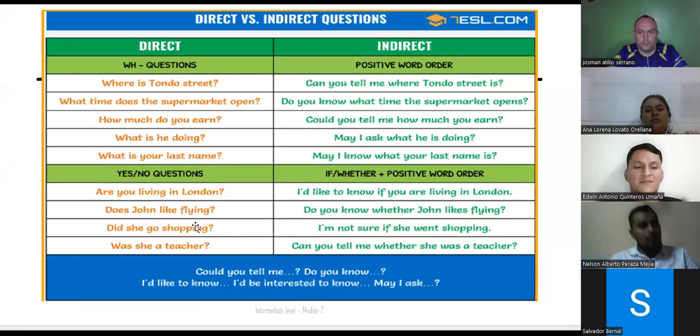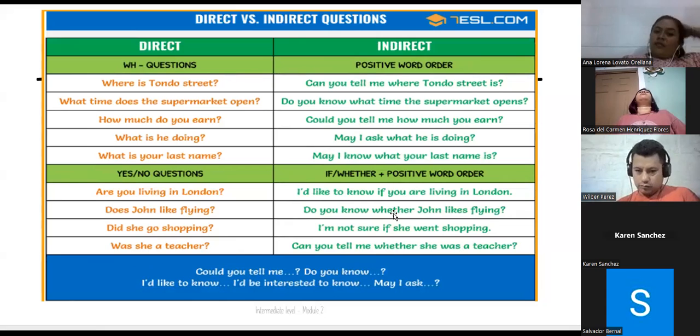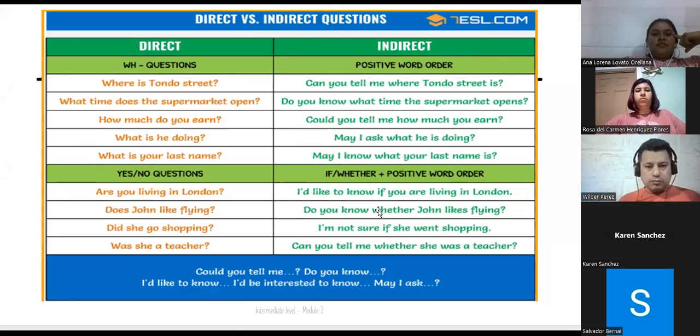Remember the positive sentence? In the past tense, we conjugate the verb and use the simple past verb form. Was she a teacher? Can you tell me whether she was a teacher? Okay, we use whether for formal ways, or if less formal, whether more formal. Sometimes if and whether are interchangeable, and usually it is like that. But when we have two options, we use only whether or, okay, whether or.